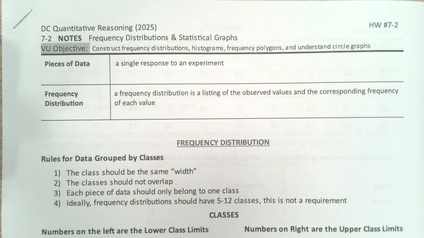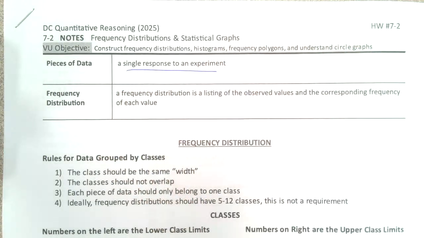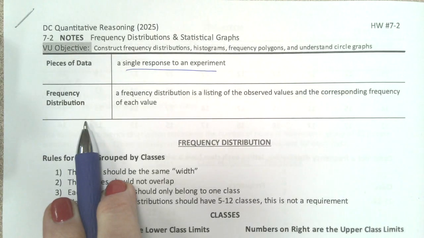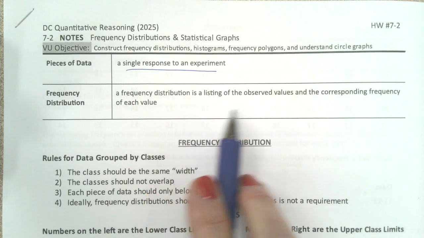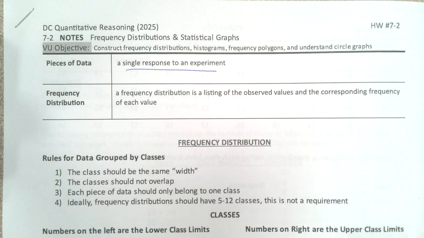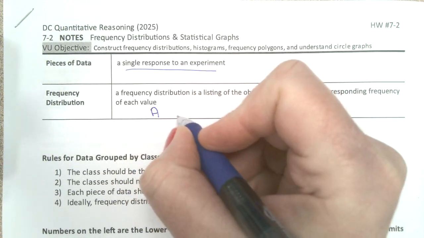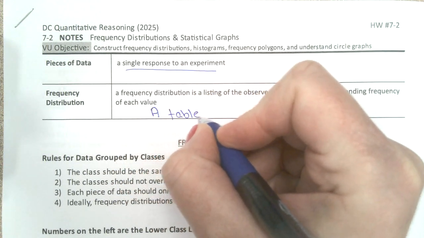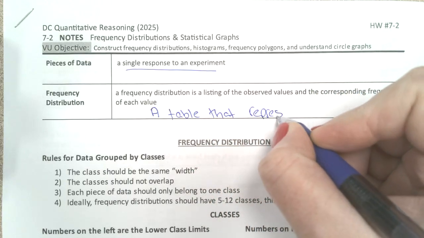So in these experiments, we are going to have some data. And data is simply a response to an experiment. We are going to organize them in a frequency distribution. It is just a list of the observed values and the corresponding frequency. The frequency is just the number of times that it happens. A frequency distribution is just a table that represents data.